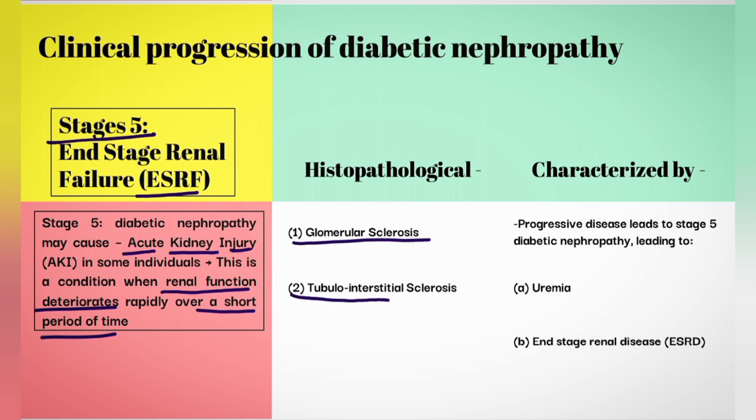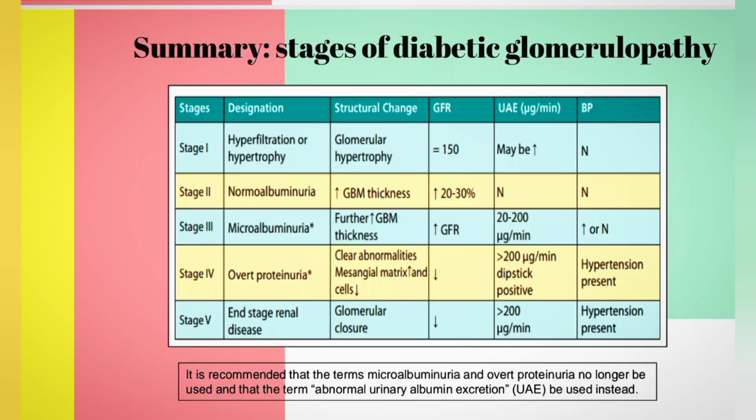tubulointerstitial sclerosis, and this stage is characterized by uremia, meaning there is a raised level of urea in the blood, and ultimately the patient reaches end stage renal disease. This table shows the summary of all the stages of the clinical progression of diabetic glomerulopathy.